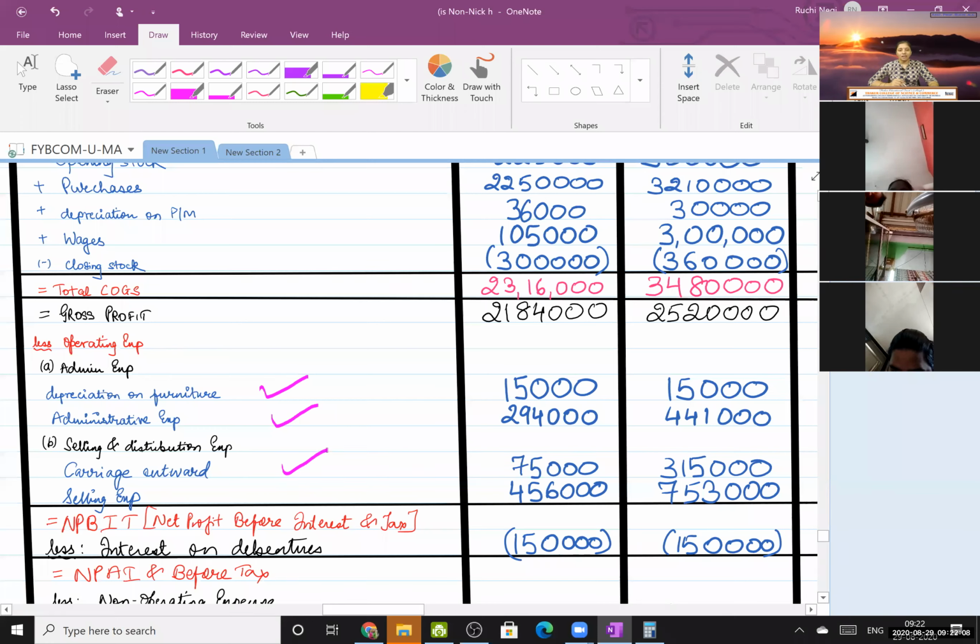Carriage outward. Carriage inward होगा तो COGS में जाएगा, because carriage inward is paid on raw material. Carriage outward is paid on finished goods. जब तुम्हारा goods बन जाता है तो it is paid for the purpose of selling and distribution activity. That is why it will go under P&L account. Then selling expense.